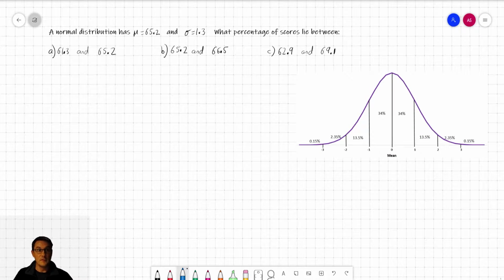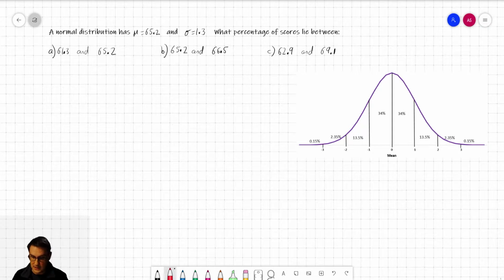Hey, amazing people. We've got this example here where we've got a normal distribution, which has a mean of 65.2 and a standard deviation of 1.3. What we're asked to find is the percentage of scores that lie between certain values here. Now, we've got the graph over here with the percentages laid in partly for us.